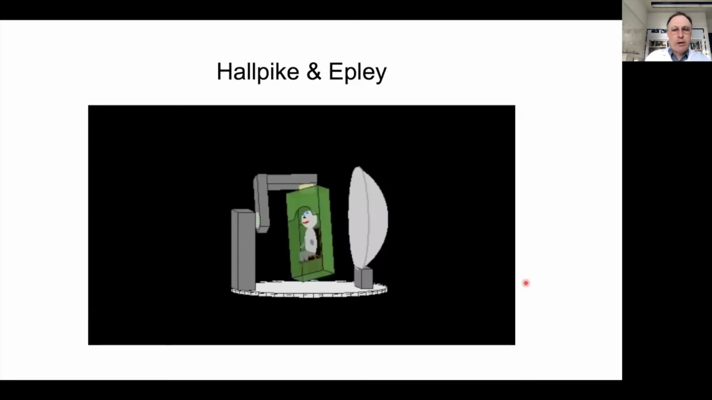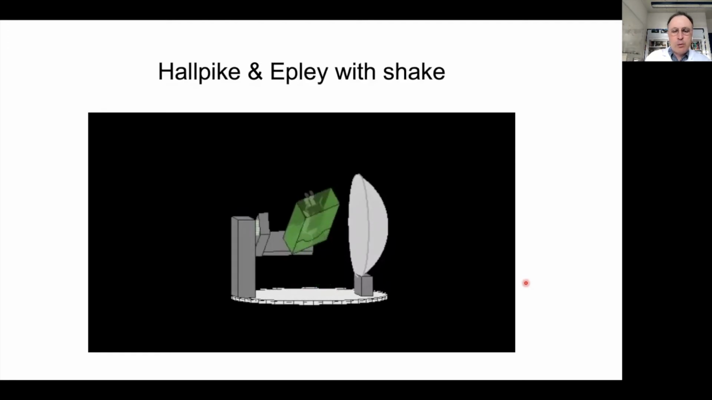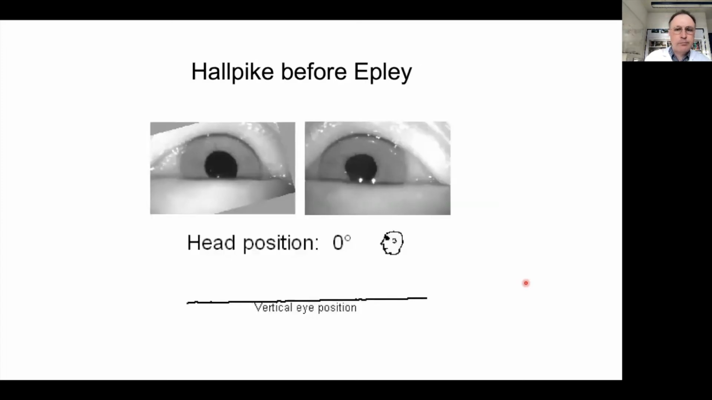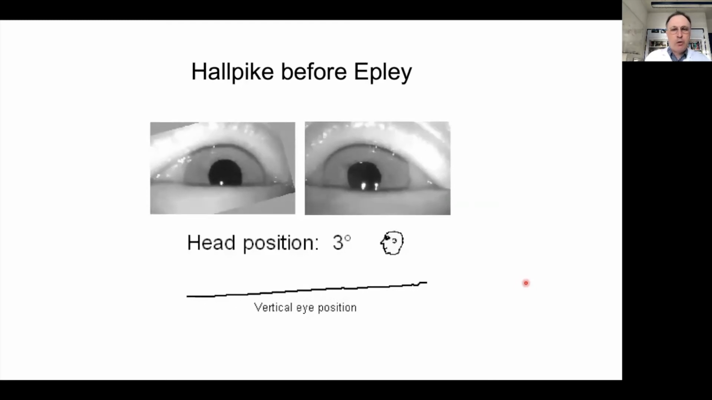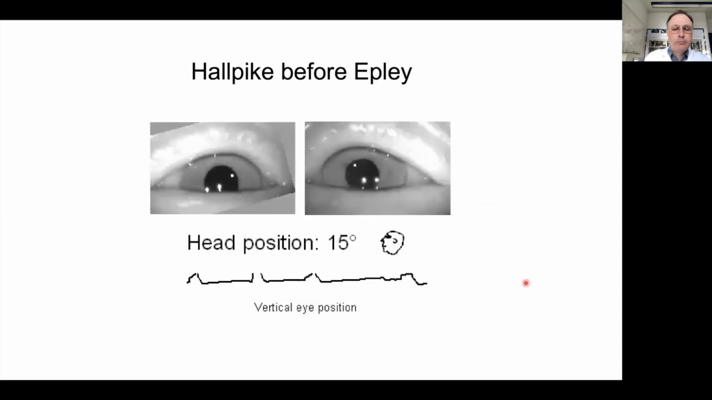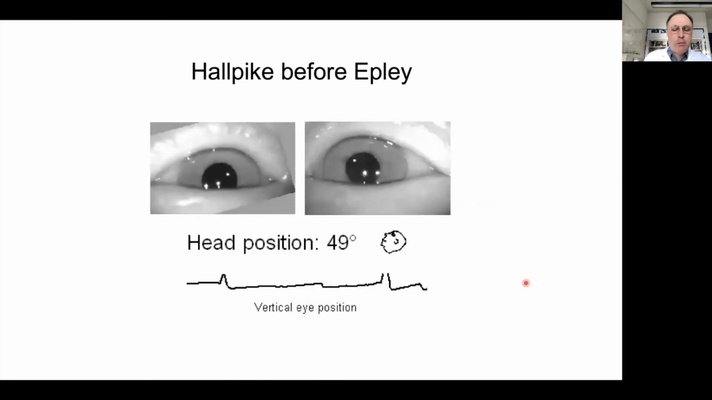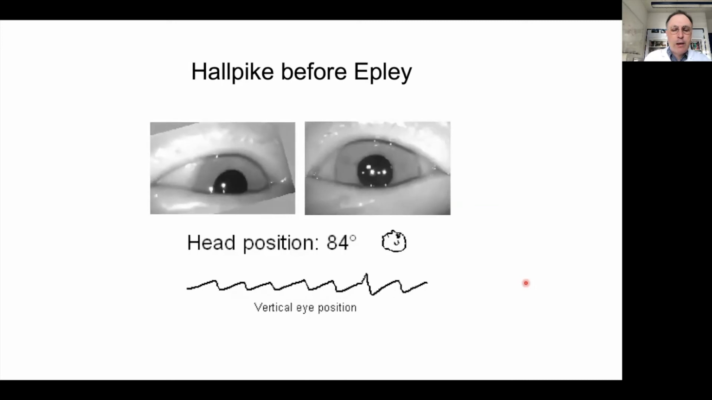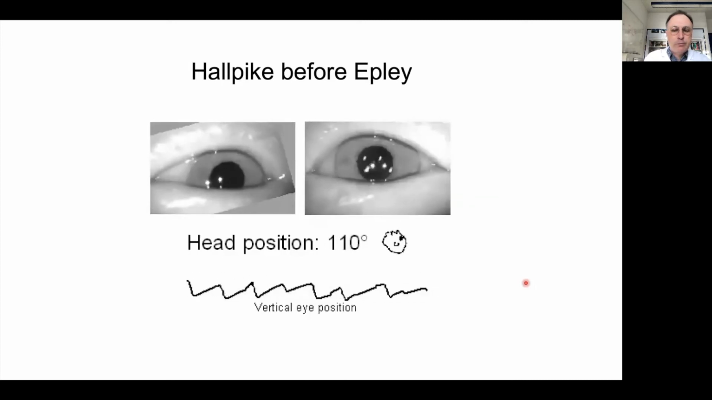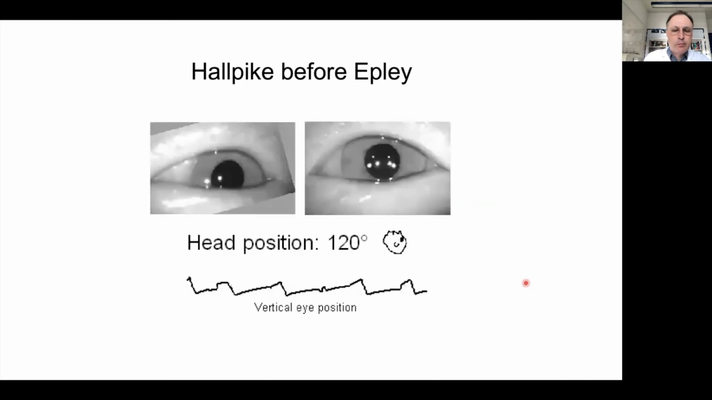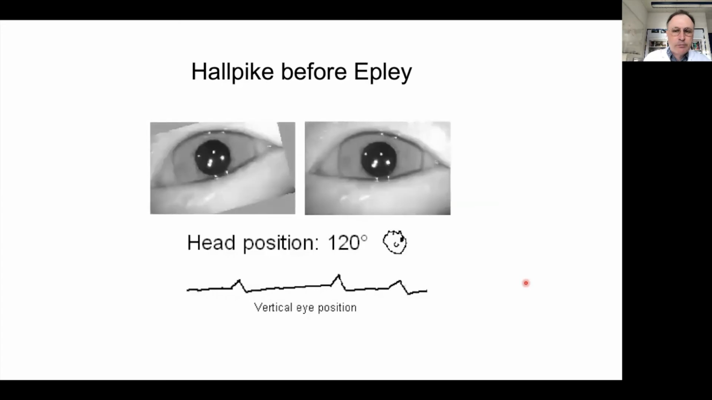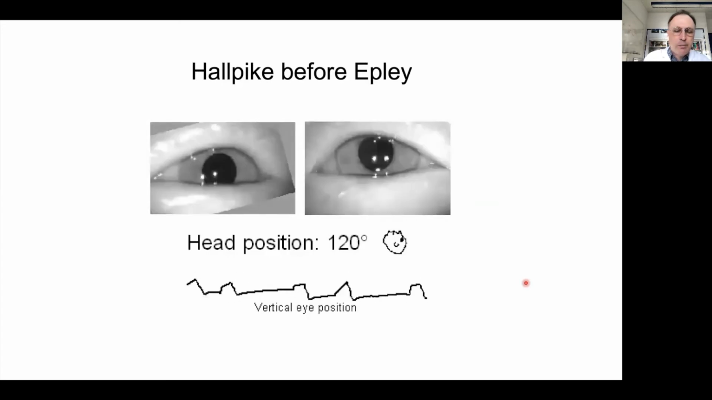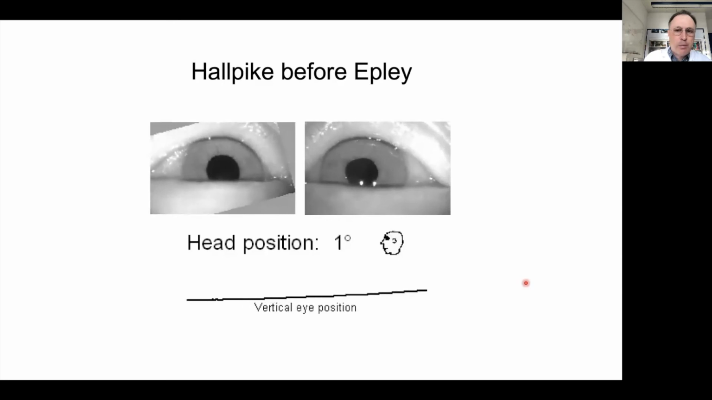So this is how we do the Hallpike and the Epley maneuver. And we sometimes, and this was possible with a motor, did some shaking in the head hanging position. So this is a case of a patient before the Epley maneuver. So now it's being moved in the 30-degree head hanging position. I think it was on the right side. And again, with some latency, a nystagmus appears.